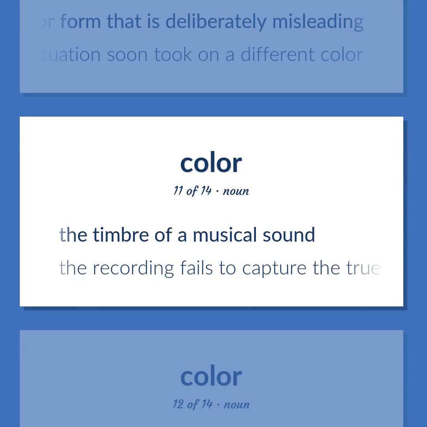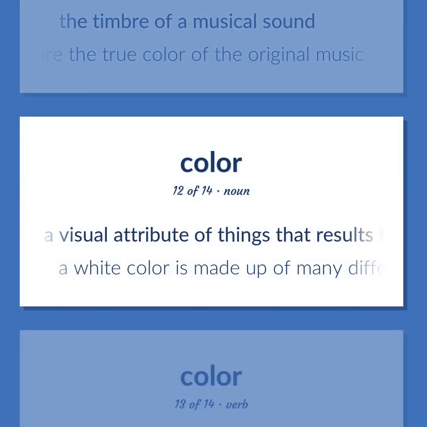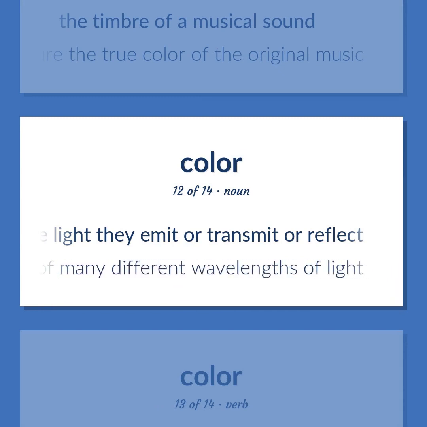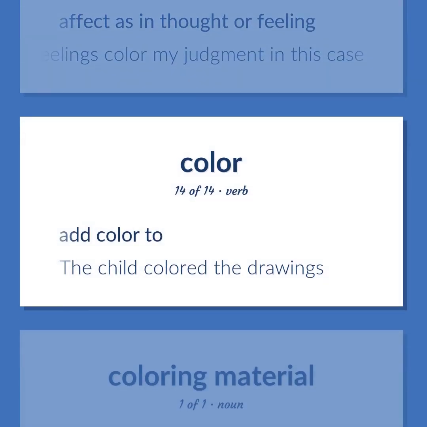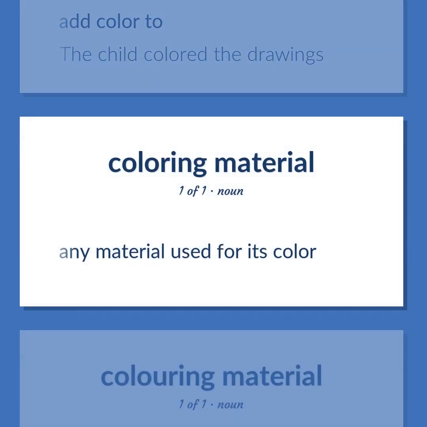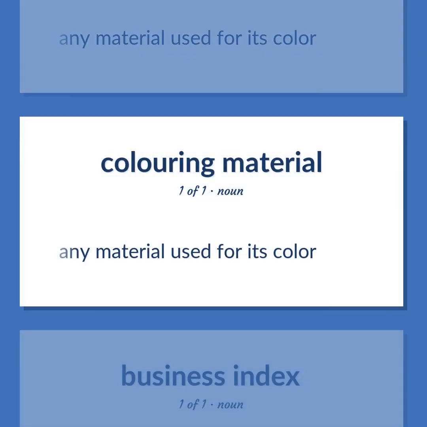The timbre of a musical sound. The recording fails to capture the true color of the original music. A visual attribute of things that results from the light they emit or transmit or reflect. A white color is made up of many different wavelengths of light. Effect as in thought or feeling. My personal feelings color my judgment in this case. Add color to. The child colored the drawings. Any material used for its color.